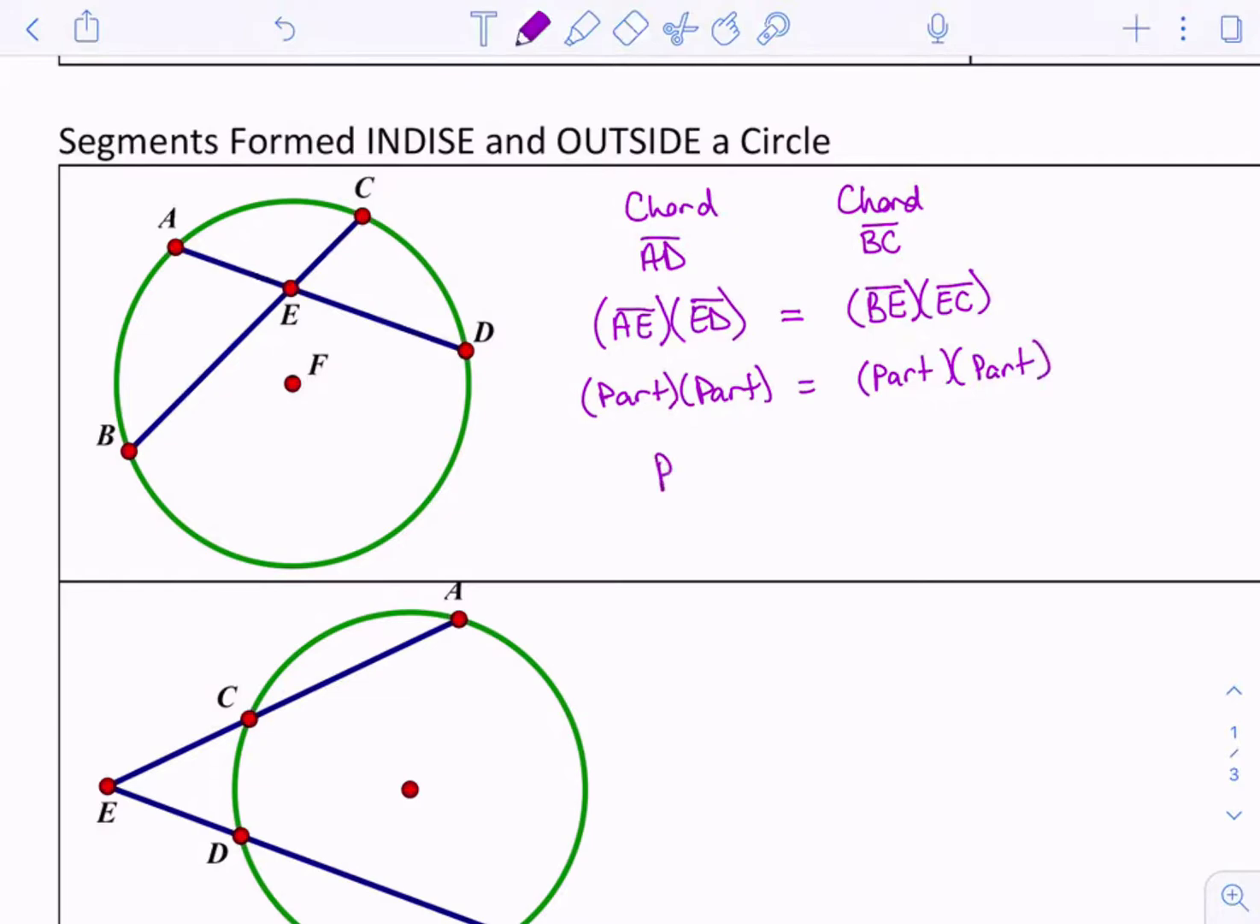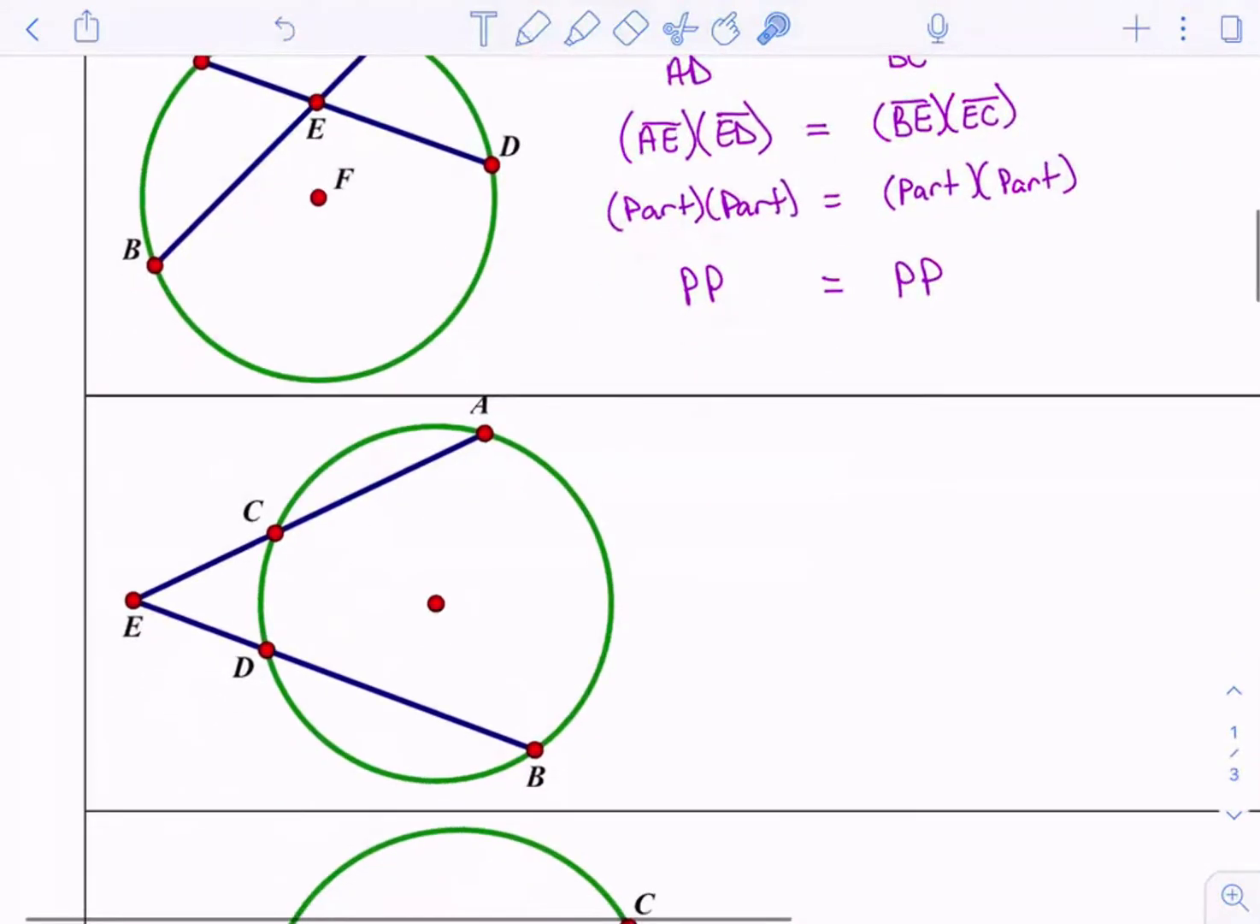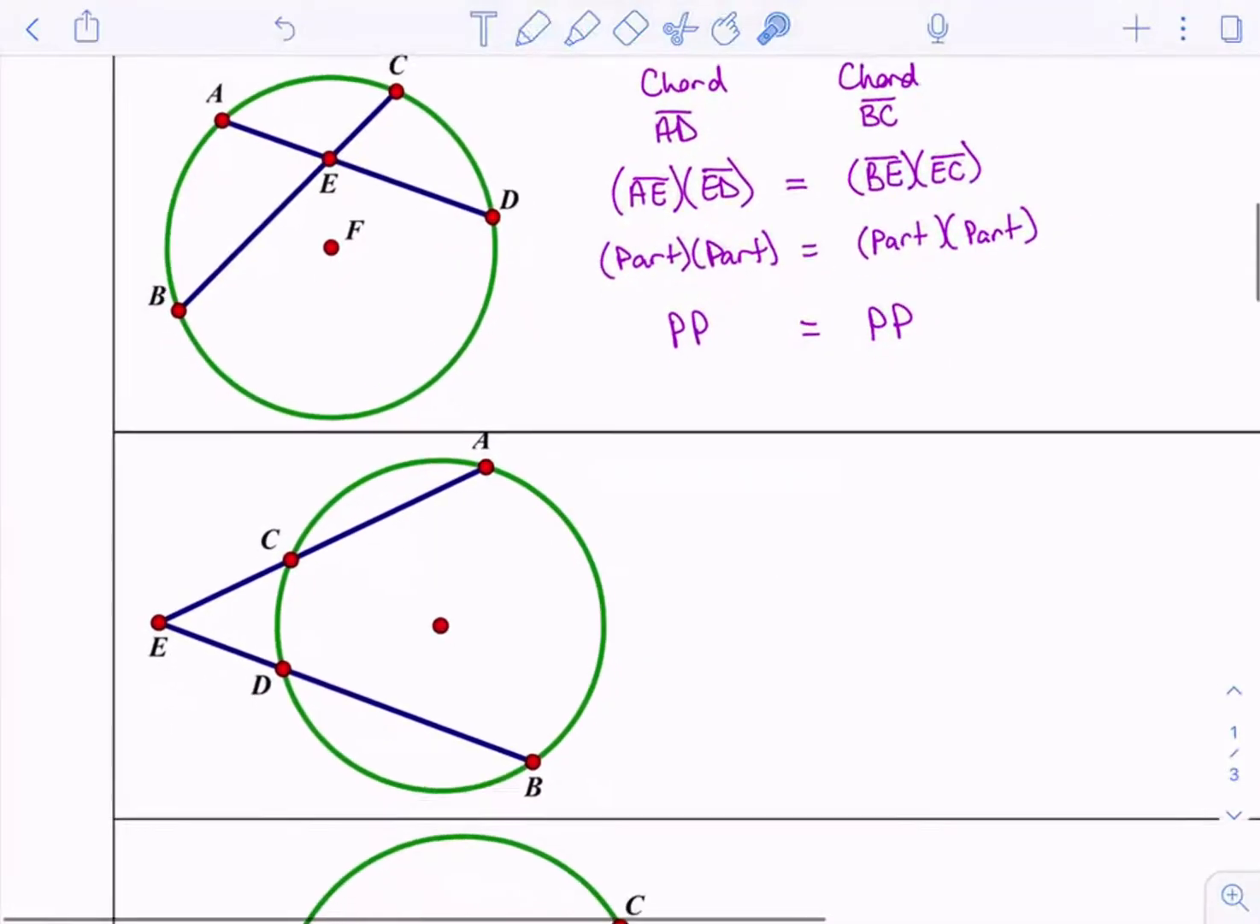So it's PP. PP equals PP. A nice quick way for you to remember it: part times part, and they have to be of the same chord, equals part times part. If you need to copy that down, please do so.